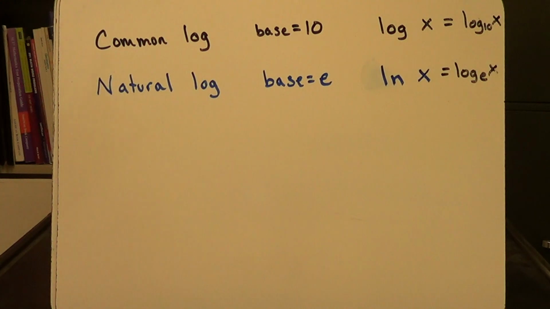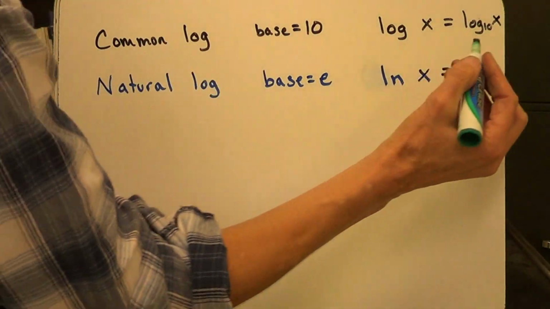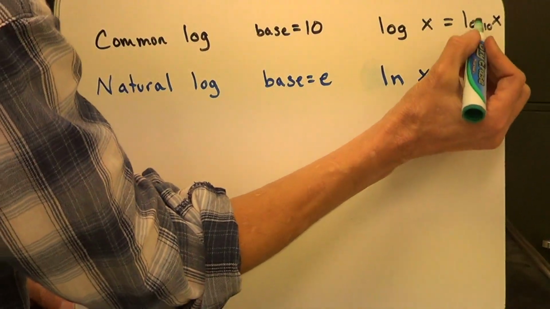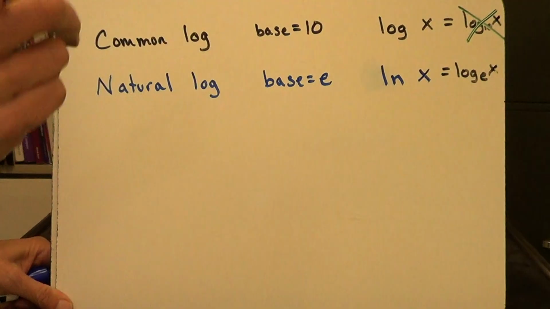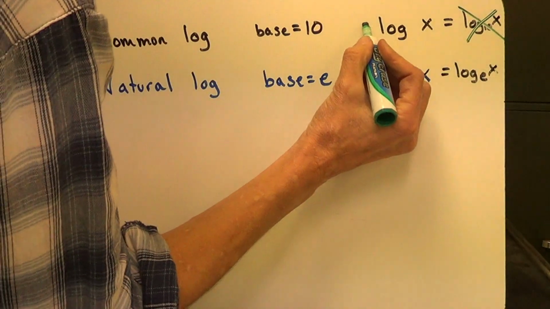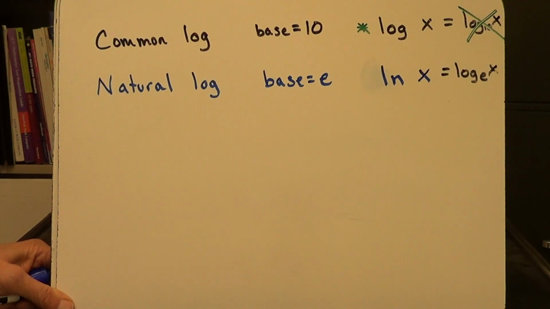Here's some other important vocab. Common log has a base 10, and instead of showing it as log base 10 of x, they won't show the 10. Now, here's an important thing. This is what you have in a calculator. You only have a common log in a calculator. You don't have a log of any other base. So we do have to learn later how to convert those, to put them in a calculator.